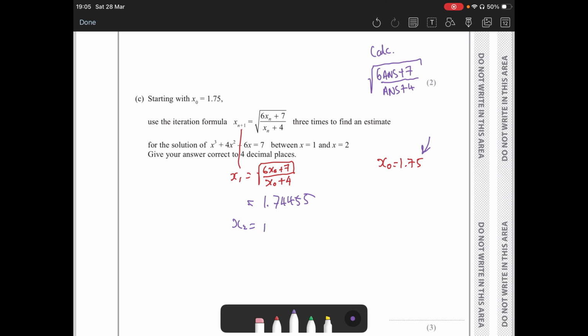So look, it will now say 1.74375... And if you press equals again, it will give you x3, 1.74363.